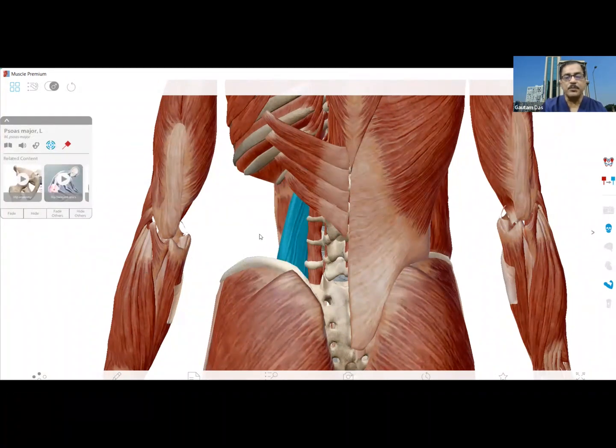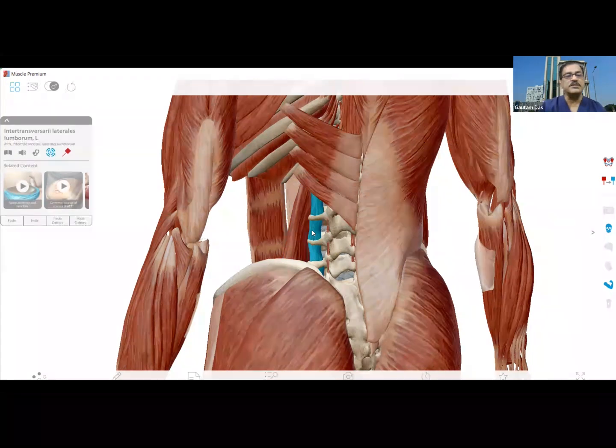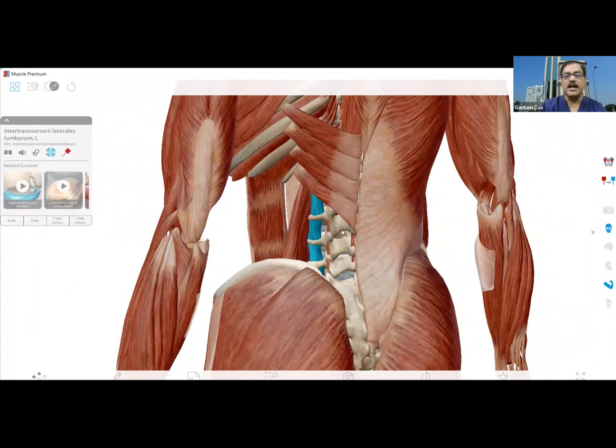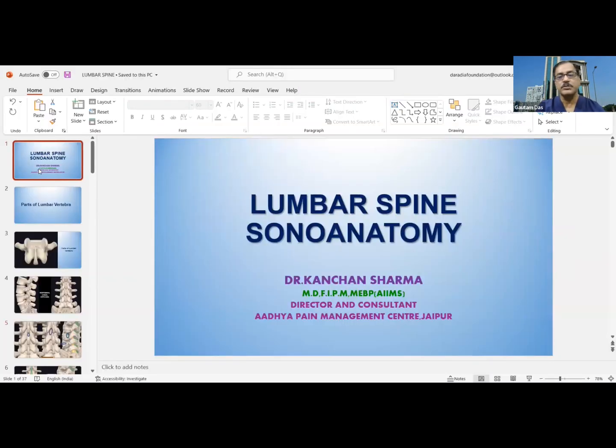Another important pair of muscles is these two. This one, between the two transverse processes, is your intertransversarii laterales, and another small piece of muscle between the two articular processes of this facet joint is your intertransversarii mediales. So you'll be able to see all those muscles, and of course the psoas muscle. This was prepared by Kanchan.